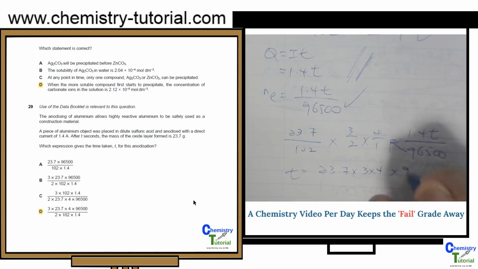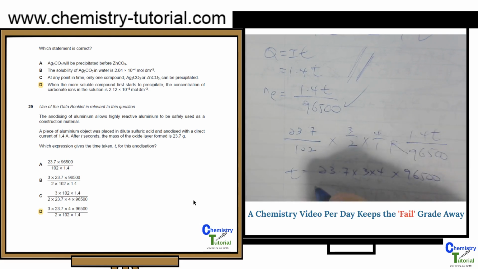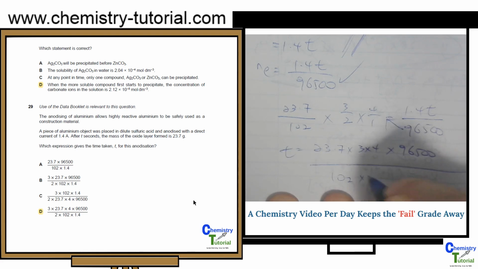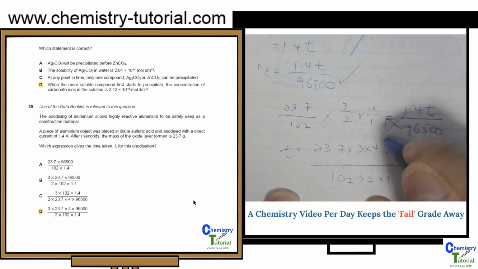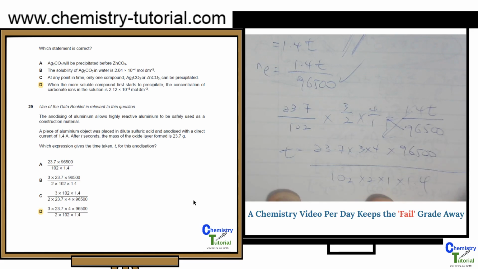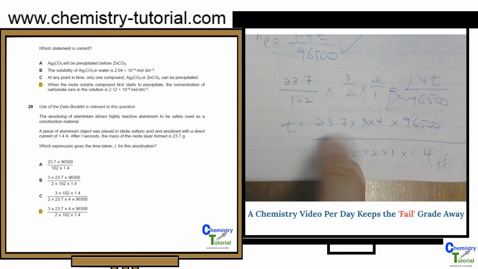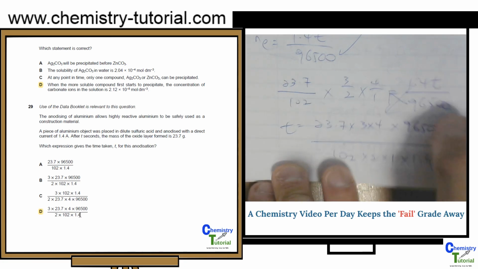96500 up. Keep this the same. 102 times 2 times 1. Bring your 1.4 down. So this is our expression. So let's check. For option D, we have 23.7 times 3 times 4 times 96500 over the 102 over the 1, over the 2 and over the 1.4. So the correct answer for question 29 is option D.